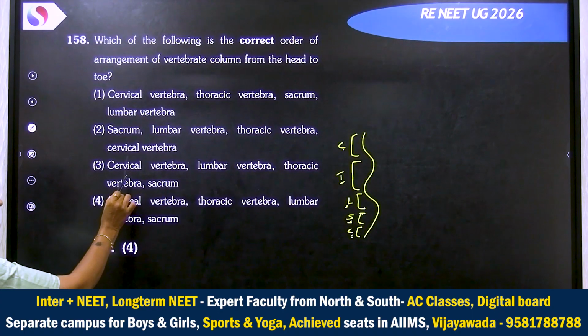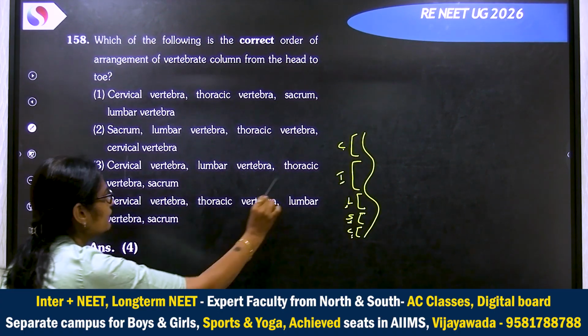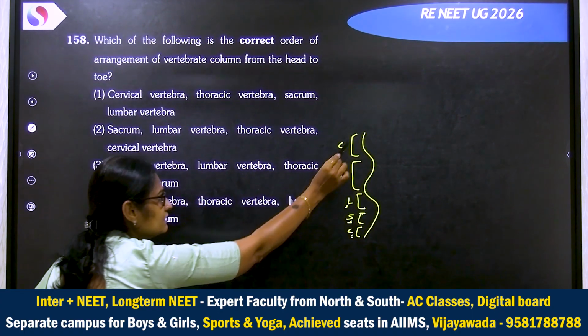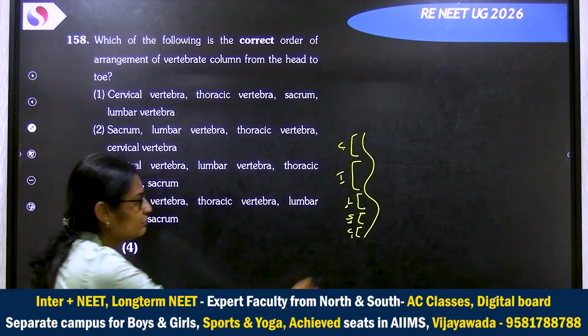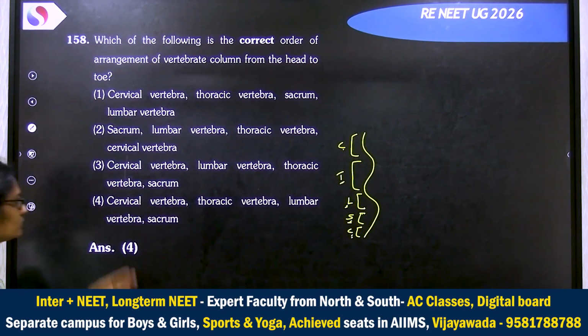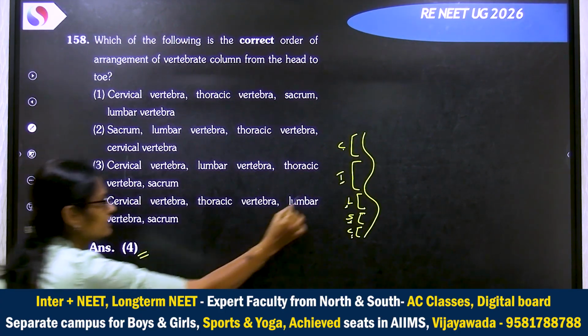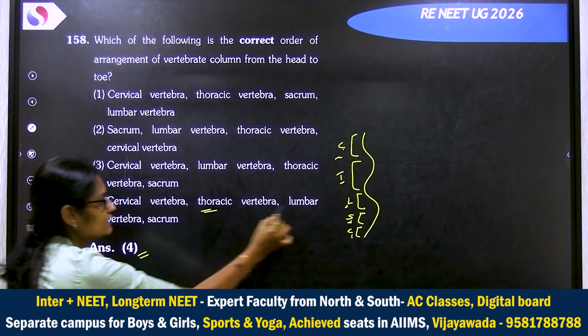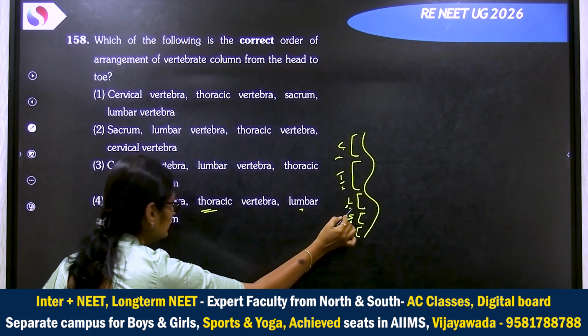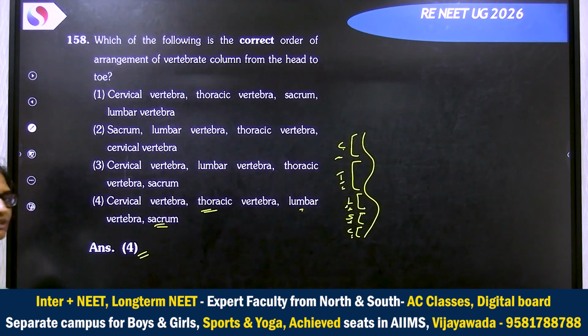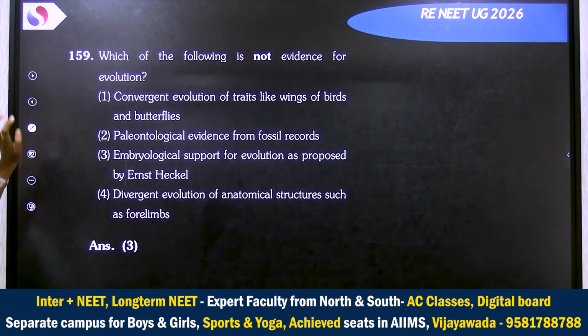Third option, see, cervical vertebrae, lumbar vertebrae and then thoracic they gave. Cervical vertebrae are the neck vertebrae, lumbar vertebrae are the hip vertebrae. So the third option doesn't work. What is the option, then? Obviously the fourth option: cervical vertebrae followed by thoracic vertebrae, followed by lumbar vertebrae, and then the sacrum. Again our answer will be the fourth option.